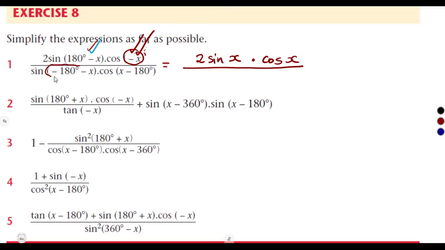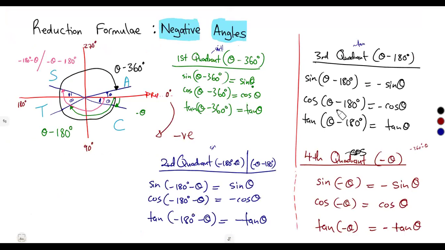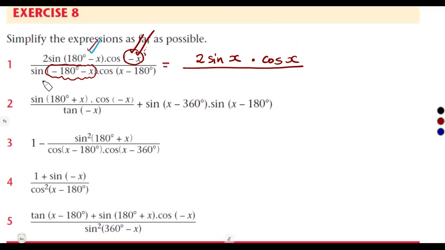Sine of minus 180 minus x. That's a negative angle, this one, if you see properly. Minus 180 minus x. We are back here. Minus 180 minus theta in the second quadrant. This is the quadrant for what? For sine, remember. In the second, sine is positive. So what are we given? We are given a sine. It remains as what? As positive. So it's going to be sine of x.